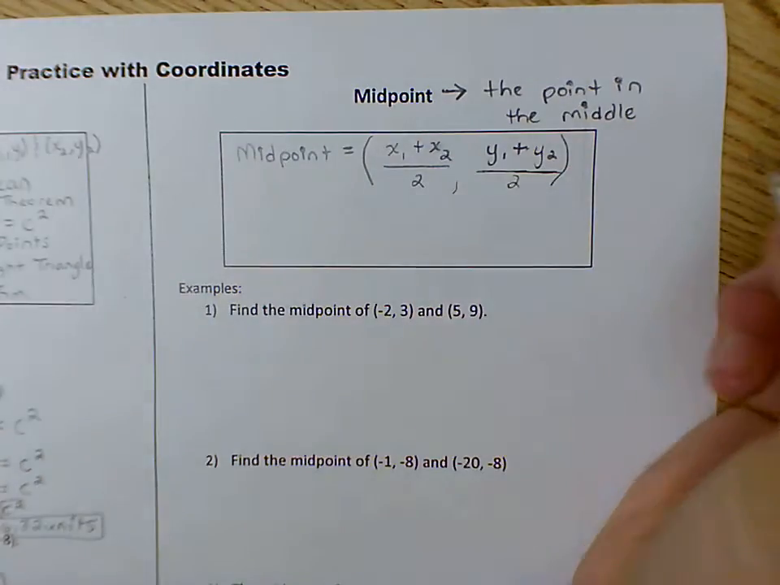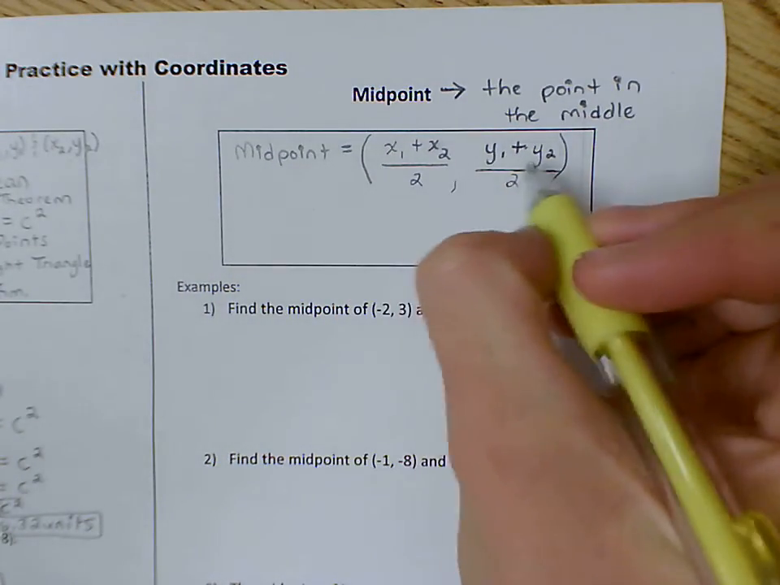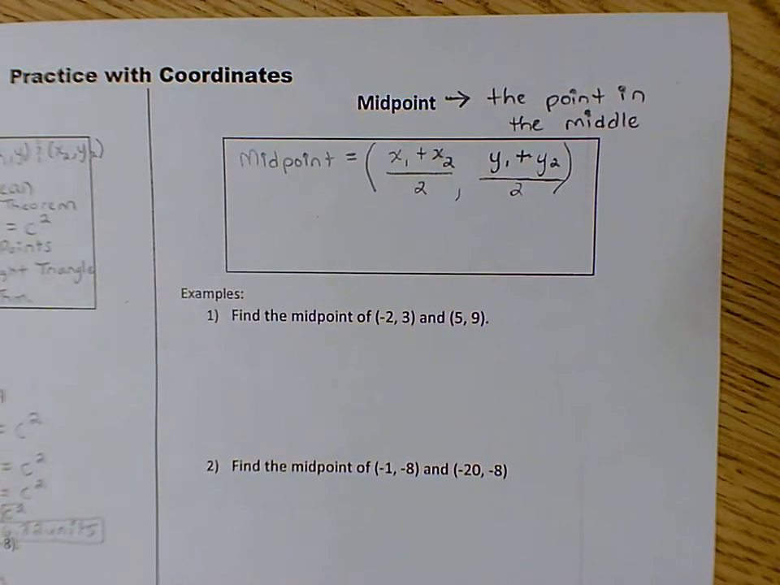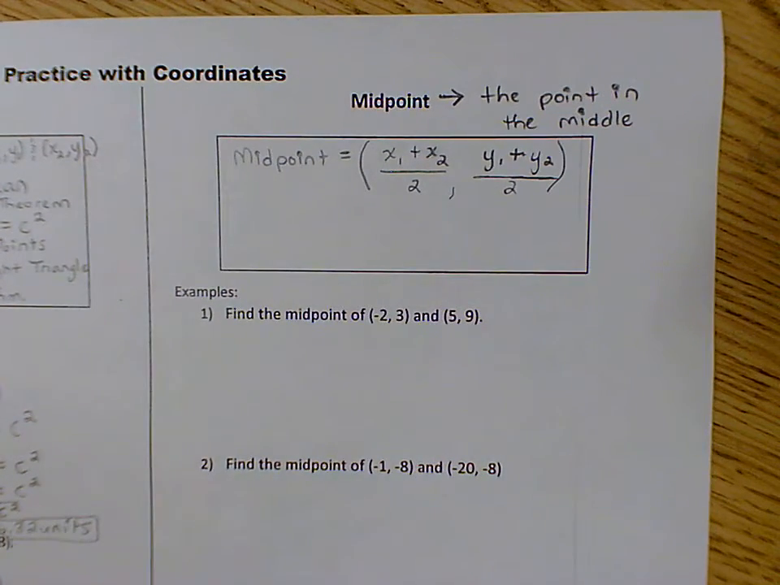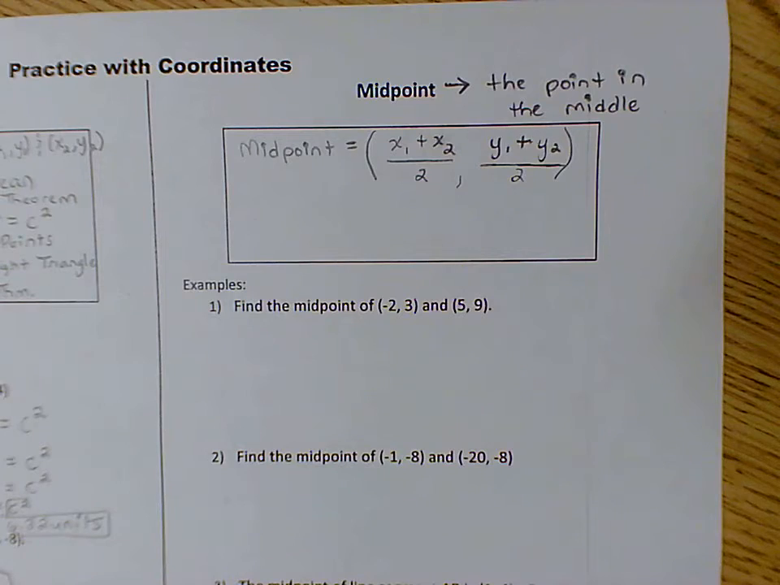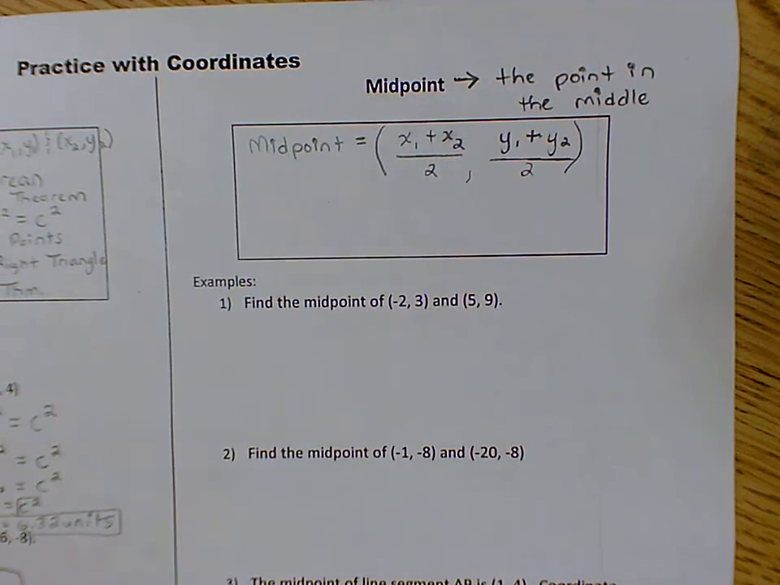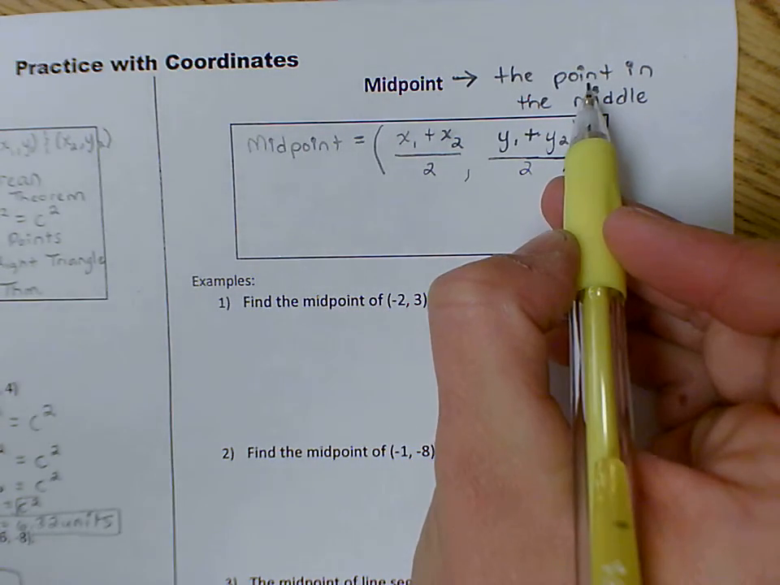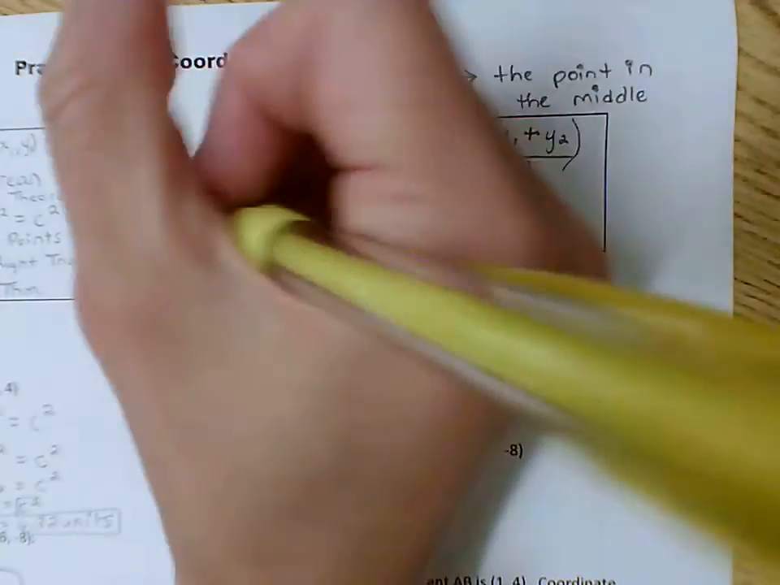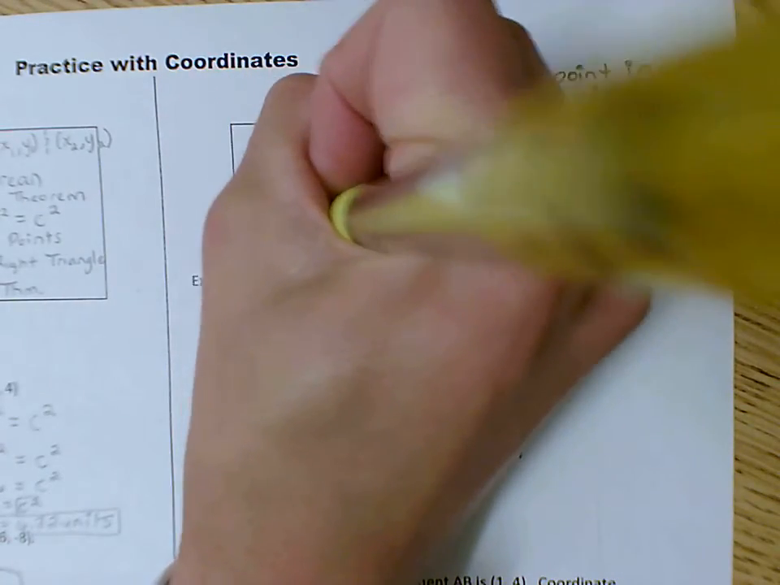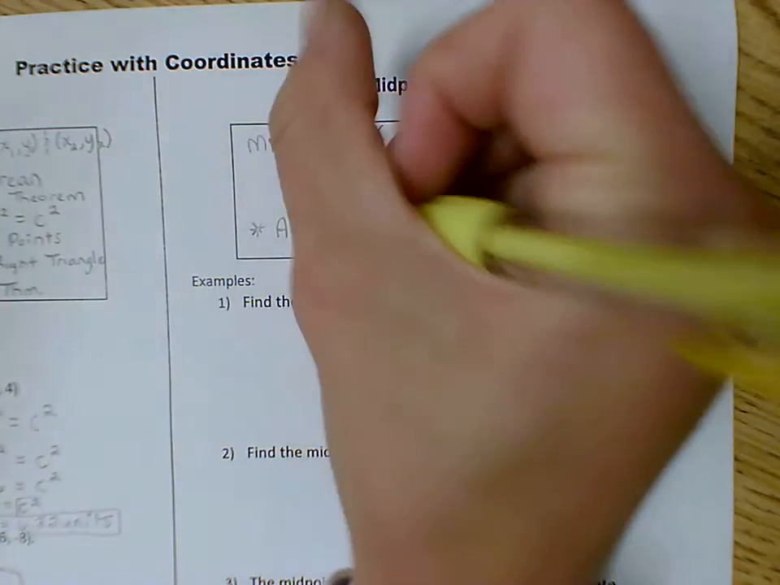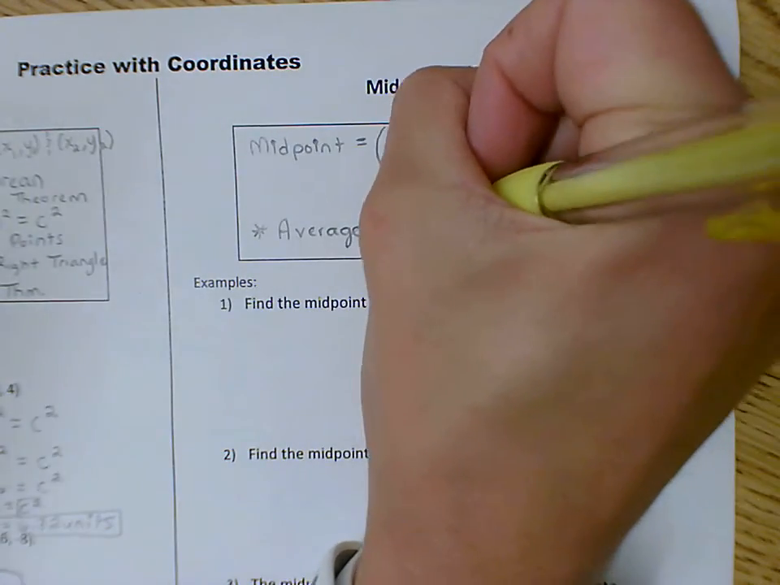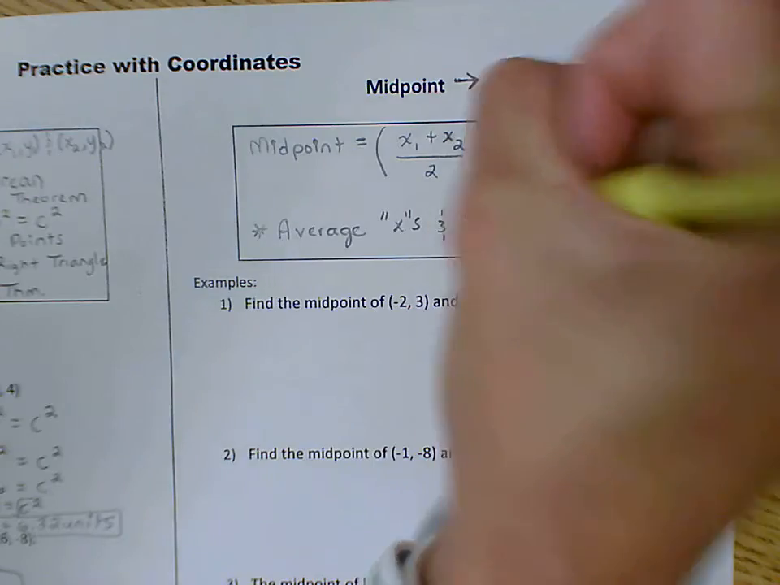Now, why is that? Why do you add the x's and divide by 2 and then add the y's and divide by 2? Think about your grades. If you were trying to find the middle of your grades, well, typically we would average your grades. Well, what does the average mean? That means you add them up and then you divide by however many they are. So what we're doing here is we're finding the middle of 2 points. And so what we have to do essentially is you average the x values. So you average your x's, and then you average your y values.